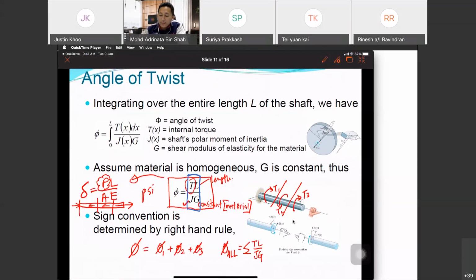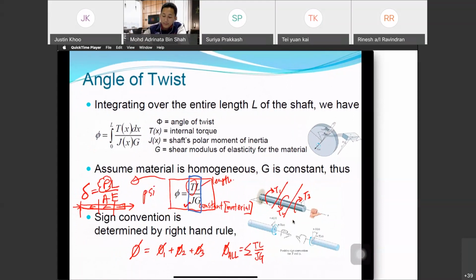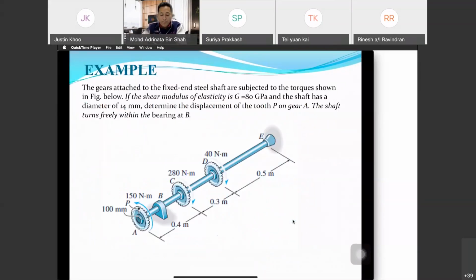Example. Okay, so this is the example. The gears attached to the fixed-end steel shaft are subjected to the torques shown in the figure. So we have 150 Newton meter. So this is torque, and this is L. This L for each torque value is different.